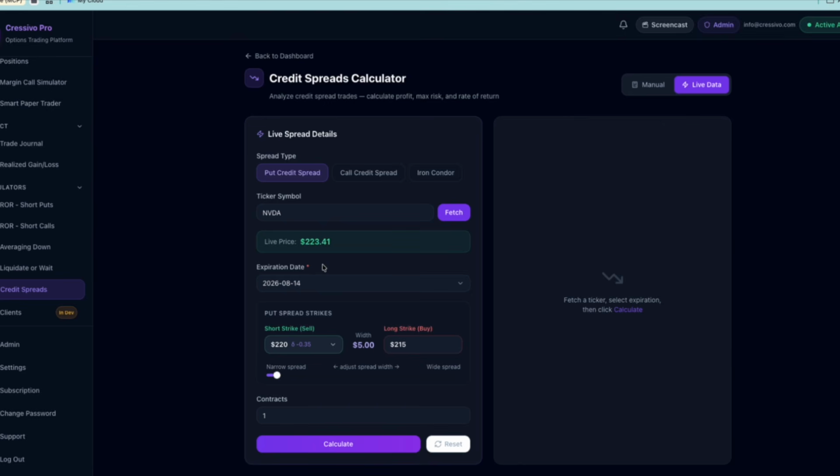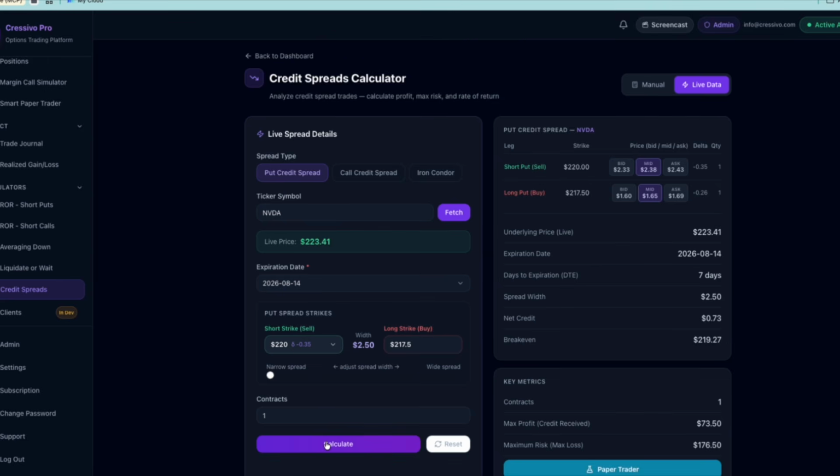Now we also get to choose how much risk we're going to take on the trade. So we can risk, for example, $500. We can risk a little bit lower, $250. Let's risk only $250 for this trade. We're going to calculate it, and the app is going to do all the work for us. And the trade it put together is selling the $220 put, like we can see here, and then we're buying the $217.50 put.